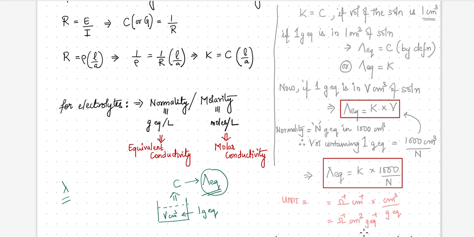And if you write it in another format, because per ohm can be written as Siemens, it is Siemens centimeter square per gram equivalent. In SI units, it is Siemens meter square per gram equivalent. Okay, so this is the unit that you get for lambda EQ, that is your equivalent conductivity. This is when you have concentration in terms of normality.